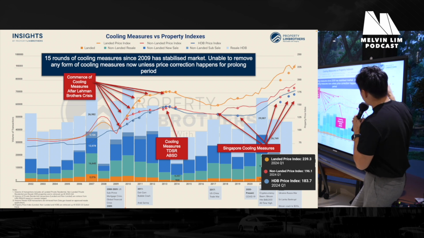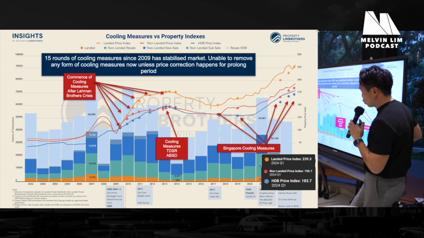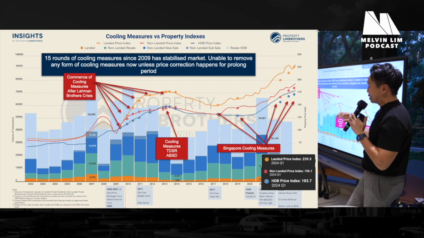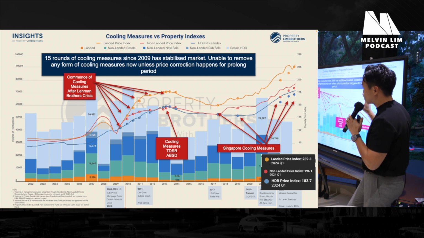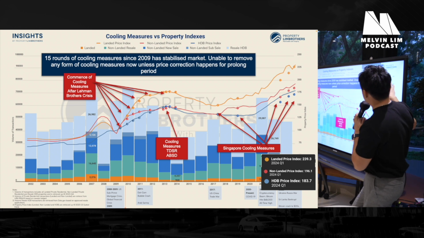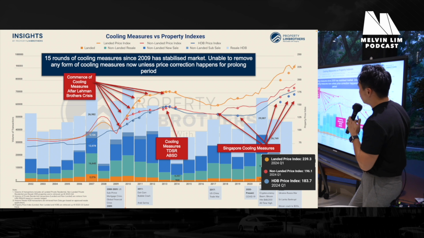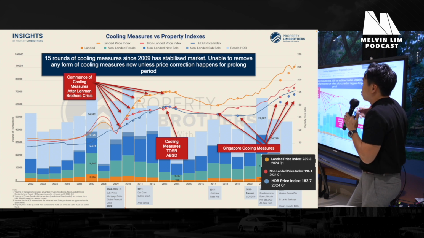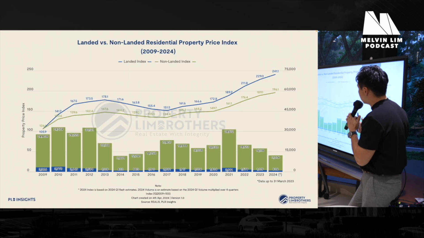And in terms of price growth, from 2020 until today, landed property has grown by 37%, condos have grown by about 26% in terms of price growth from an overall price index. So all the dots are the cooling measures, and it's very hard to remove already. In fact, I don't think the government can do anything to remove it because people are still waiting to come in to buy in Singapore.